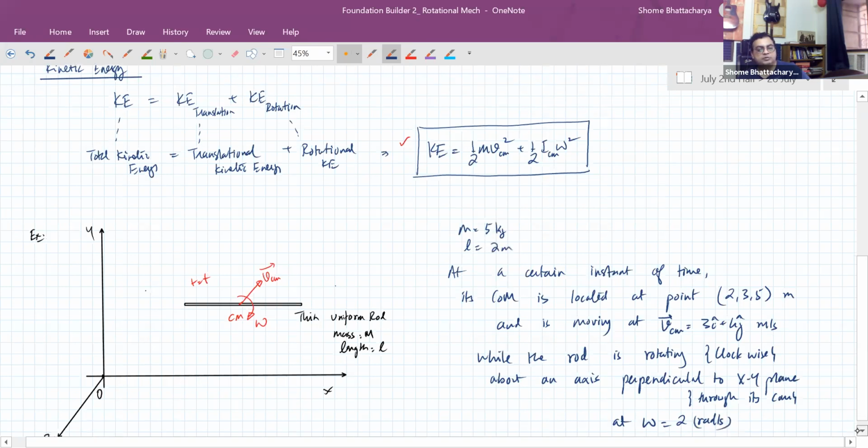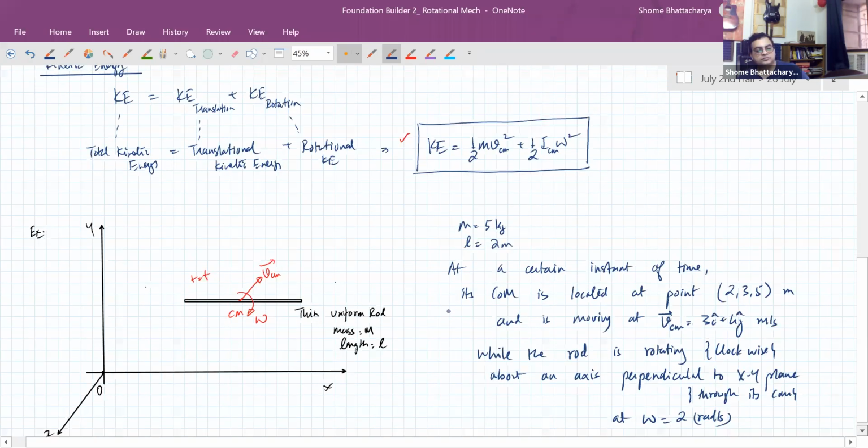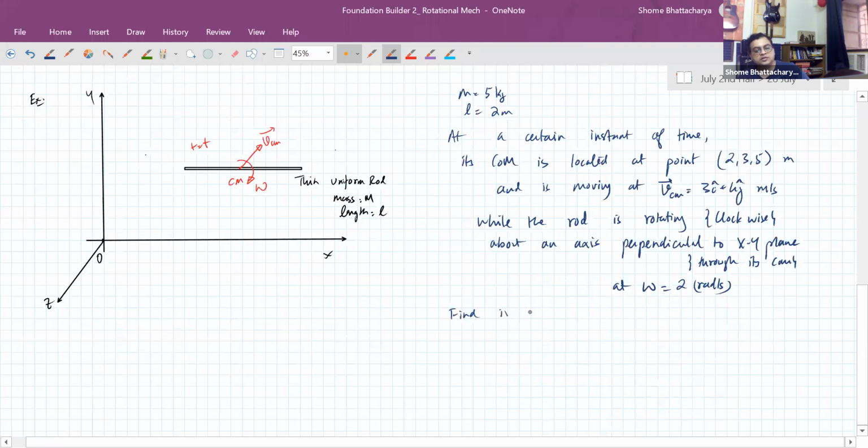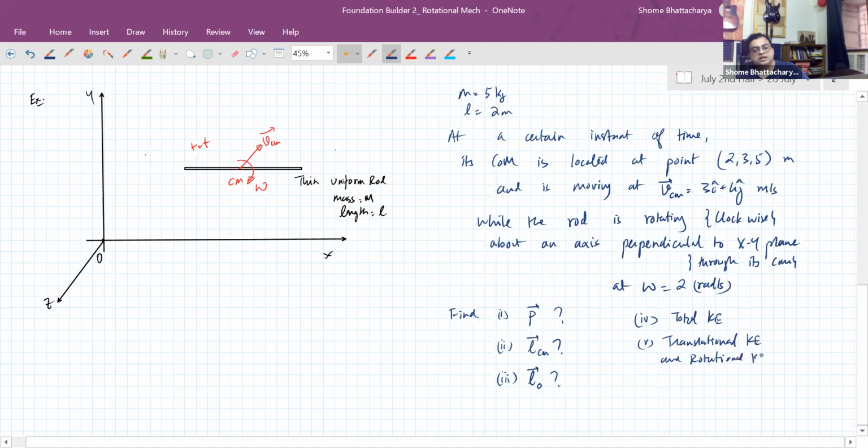Given that the mass of the rod is 5 kilograms and its length is equal to 2 meters. Now we want to calculate its linear momentum, its angular momentum about its own center of mass axis, its angular momentum about the origin, its total kinetic energy, and we want to find out its translational kinetic energy and rotational kinetic energy separately.